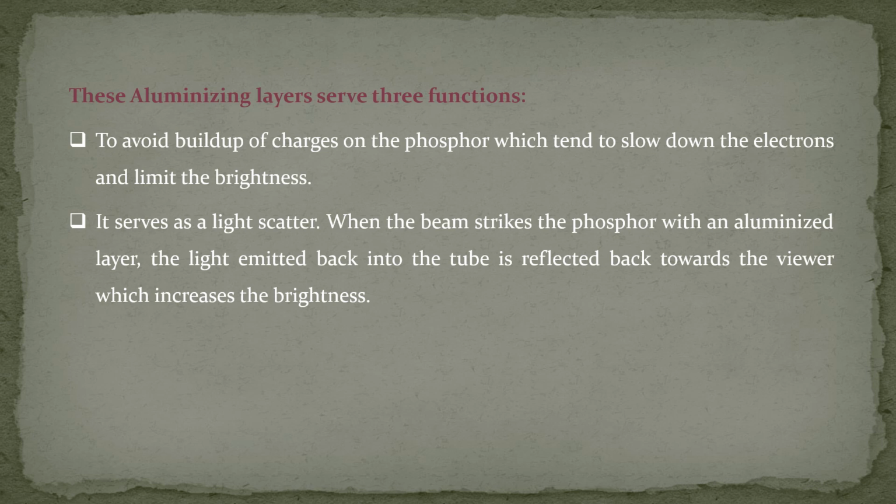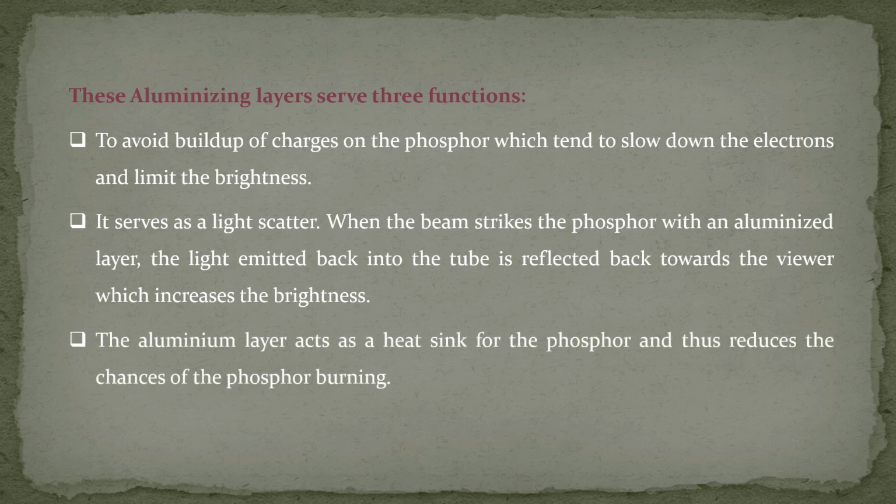It serves as a light reflector. When the beam strikes the phosphor with an aluminized layer, the light emitted back into the tube is reflected back towards the viewer, which increases the brightness. The aluminum layer also acts as a heat sink for the phosphor and thus reduces the chances of phosphor burning.